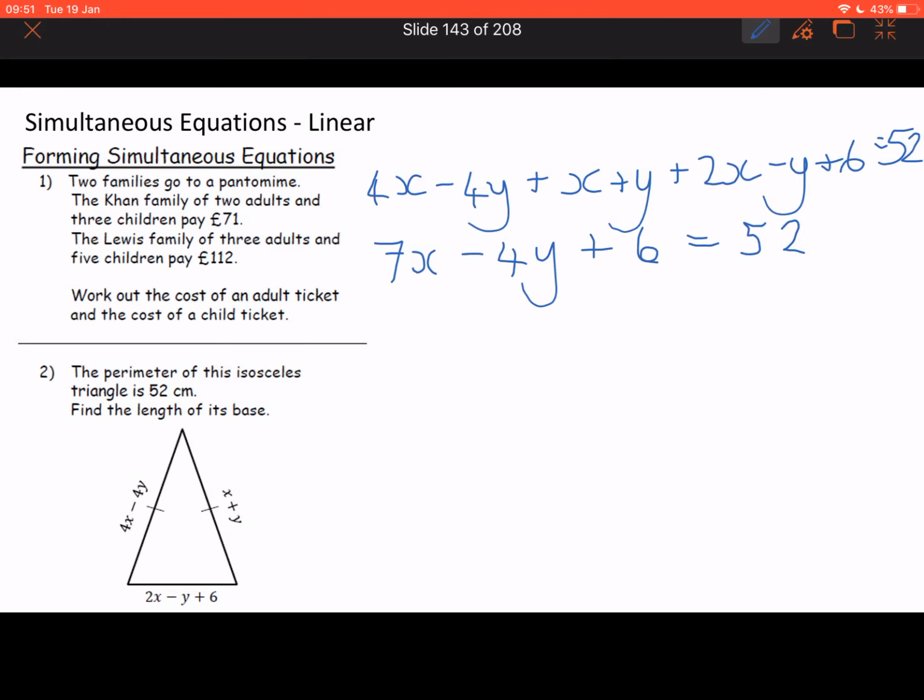It's equal to 52. Now I'm just going to finally tidy this up by subtracting 6 from both sides. So 7x subtract 4y, and that is equal to 46. And that's going to be my first equation.